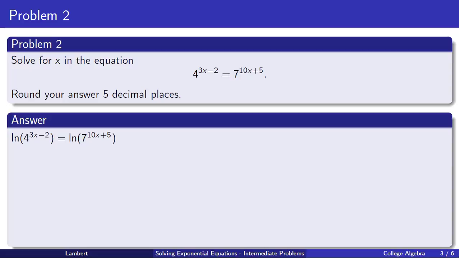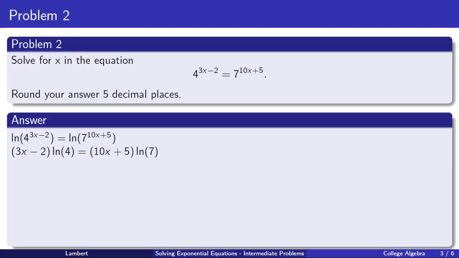And that allows us to bring down those exponents, so you have 3x minus 2. And once again, make sure to pay close attention to these parentheses. 3x minus 2, all of that is times the natural log of 4, not just the 2. So that's why we put the parentheses there. Same thing with the 10x plus 5, that's in parentheses, times that natural log of 7.